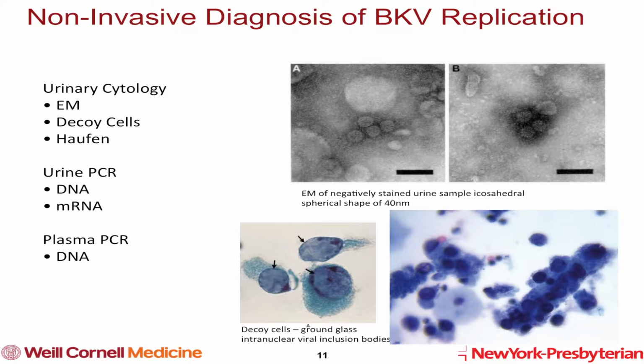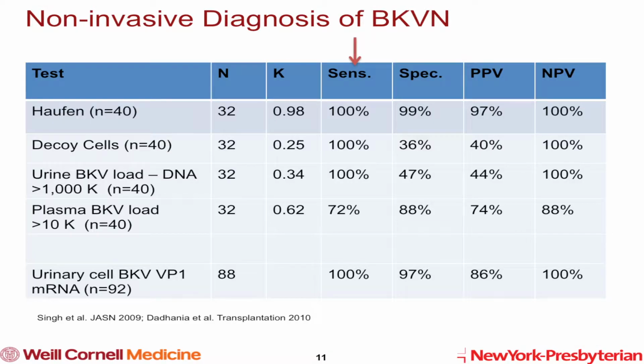So those are all cytology-based, and then we have molecular assays that have been developed in the urine and the plasma. They're DNA-based, or the one that was developed at Cornell is an mRNA-based assay, and the plasma PCR assay for all the vendors that are available is a DNA-based assay. So this study summarizes the characteristics of the different assays that are available to you to diagnose BKV replication or nephropathy.